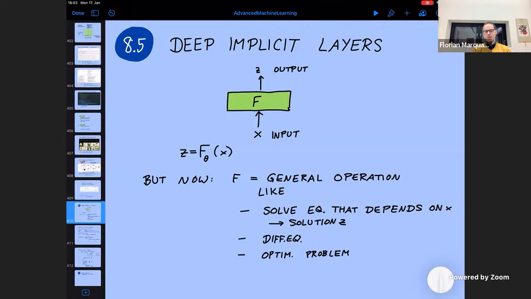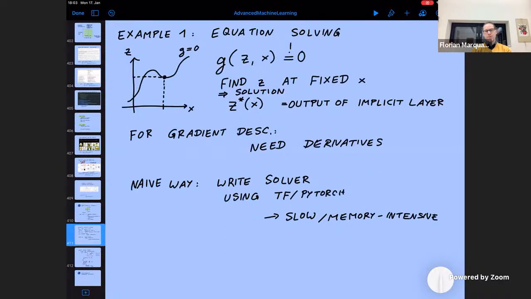They basically tell you that for any of these problems I just listed, for any of these operations, there's not only an efficient numerical algorithm to go from input to output, but even to take the gradient. And so the first example we went after was equation solving. So imagine you have some function g, which later will be represented as a neural network. So it will depend on some parameters theta and can be learned. And you have this function g of two variables like z and x, which could be vectors. And you want to find the points z at which this is equal to zero.